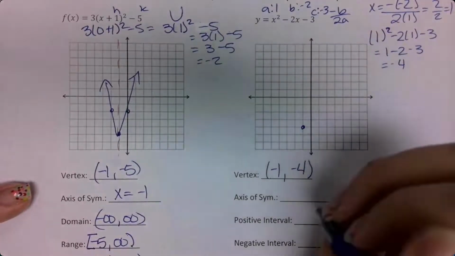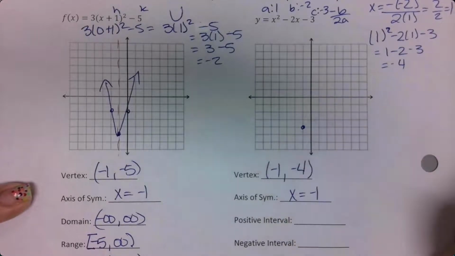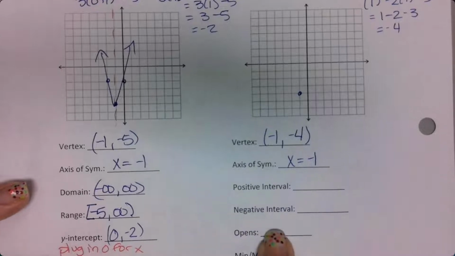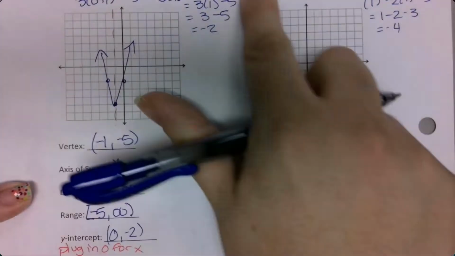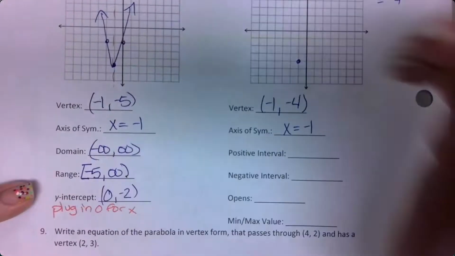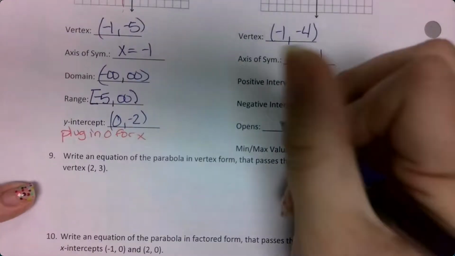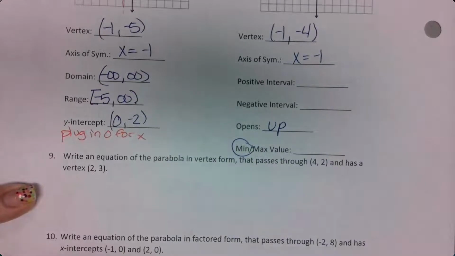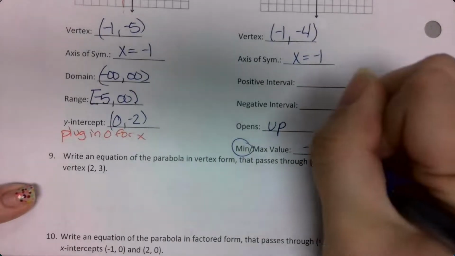Then my axis of symmetry is always my vertex. So x equals negative 1. I'm going to skip my intervals for a second. I have it opens. This is looking for up or down. It has a positive a value. So it opens like this. That means it opens up. It has a minimum value. And that is my y value. So negative 4.